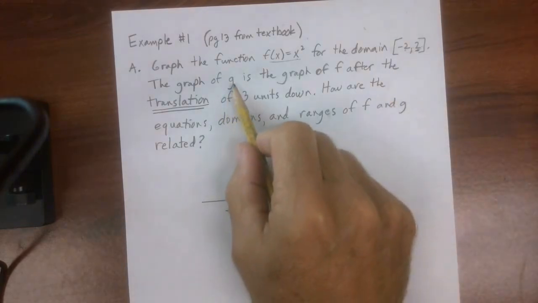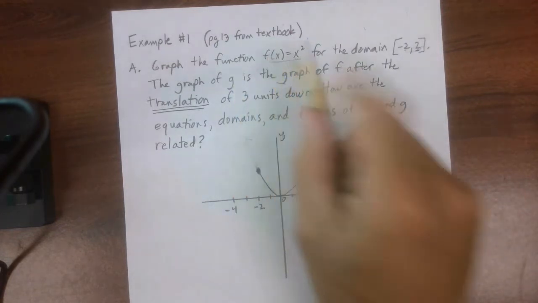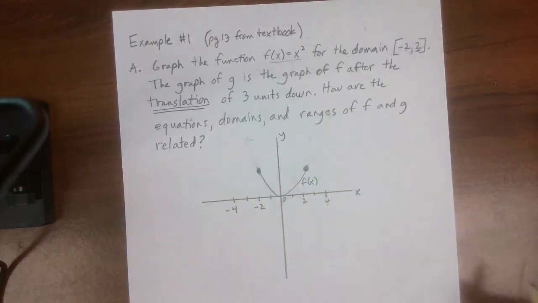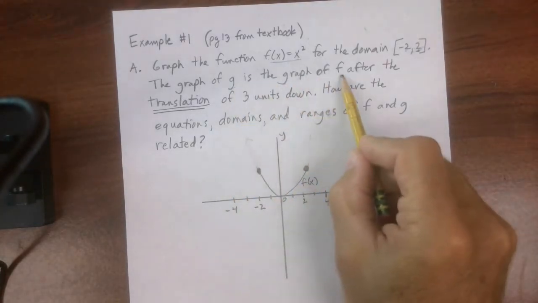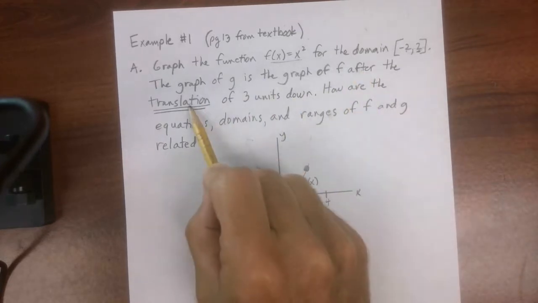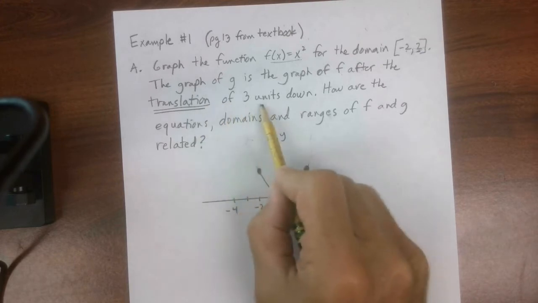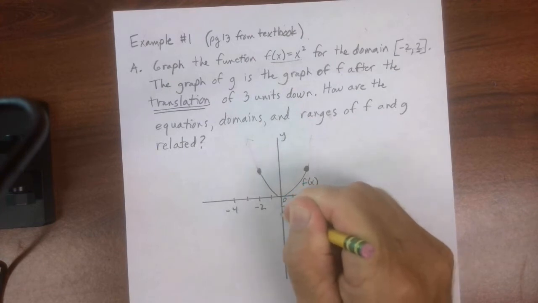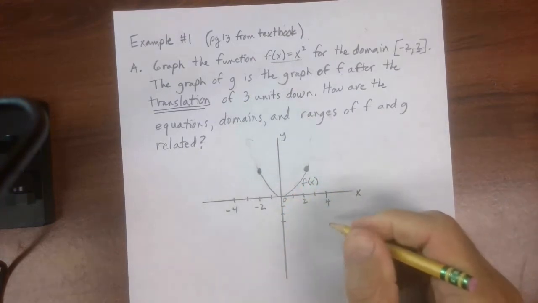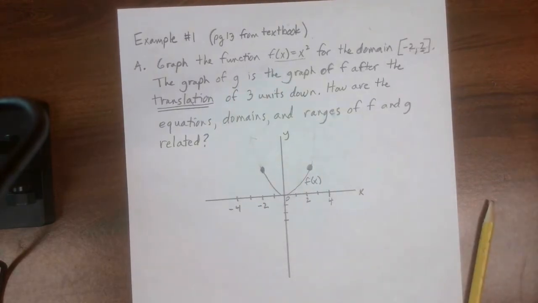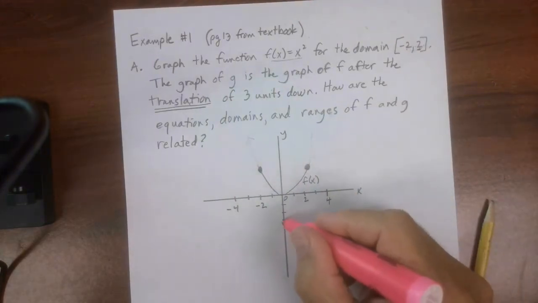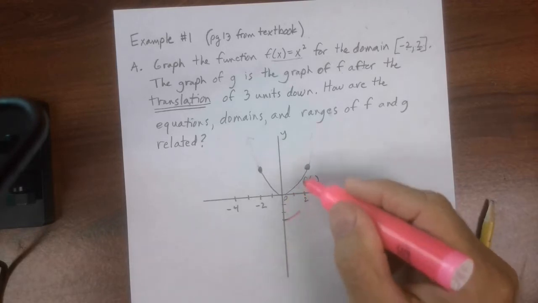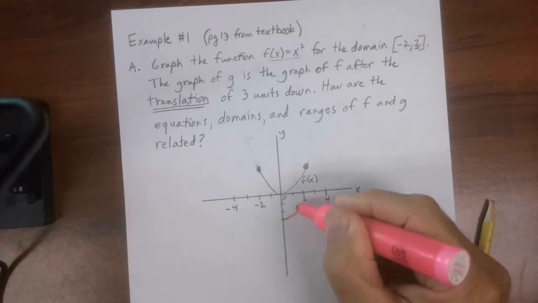So there it is. It says the graph of G, now don't forget, we just graphed F. So this is F of X. It says the graph of G is the graph of F after the translation. Remember, that's up or down. 3 units down. So all we got to do is take this thing and drop it down 3 units. And now I'm going to take this one and I'm going to make it pink. And so it's going to look like, so this is up 4.